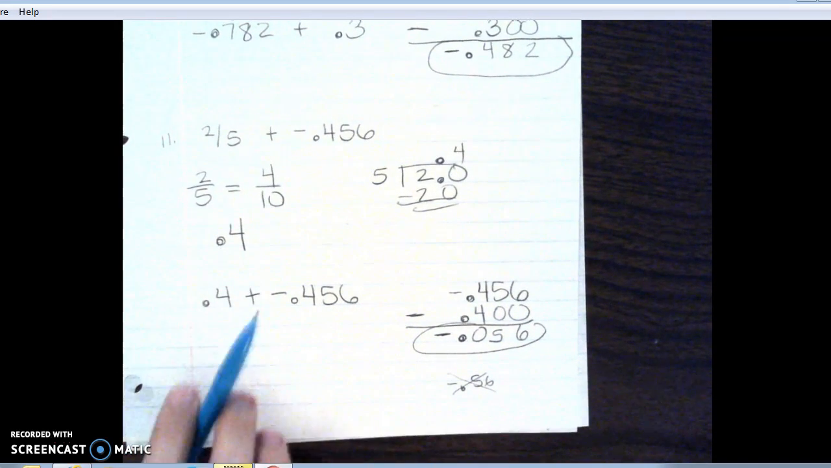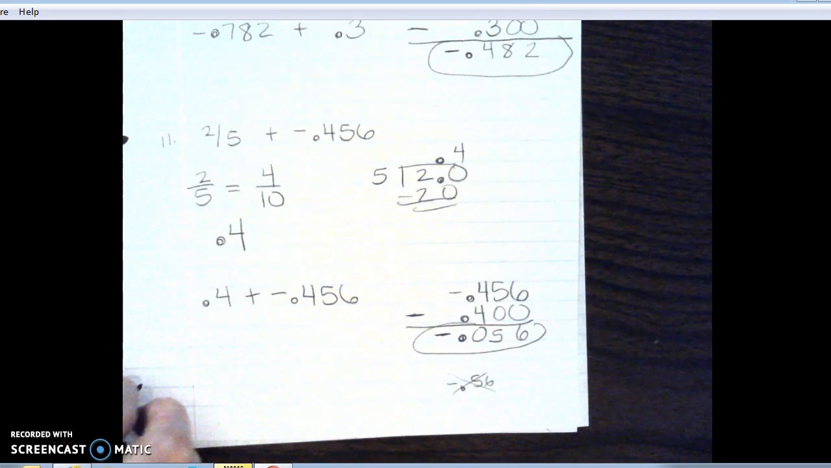Okay? After you finish this problem, I want you to go ahead and stick those in your notes. And then lastly, you're going to read the board for further directions.